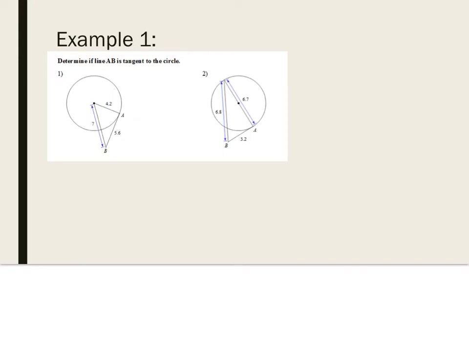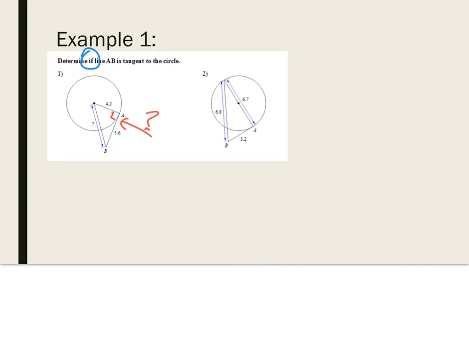Example 1 says determine if line AB is a tangent line to the circle. That word if means if you can prove it is definitely tangent, then you're good. You're going to say it's a tangent line. Well, what would prove that it's a tangent? It would be this information right here. Is that really a right angle? If you have a way you could prove that to me, then you can say AB is a tangent line.